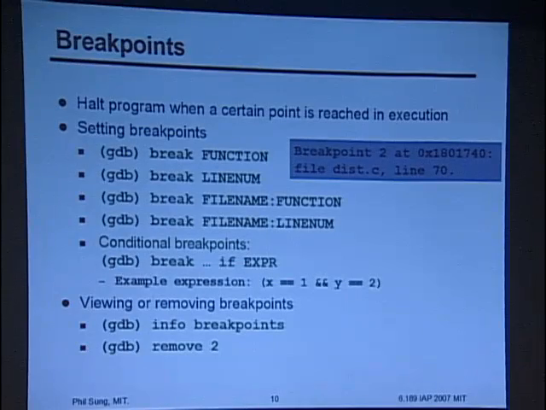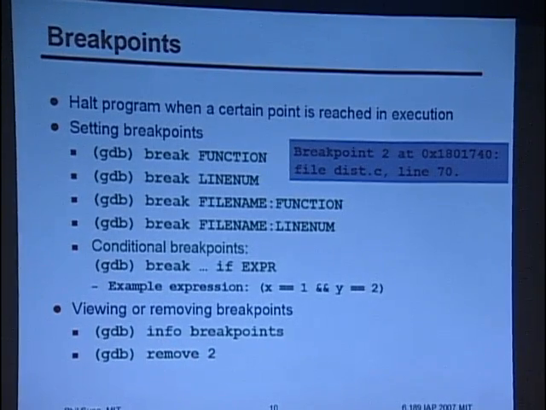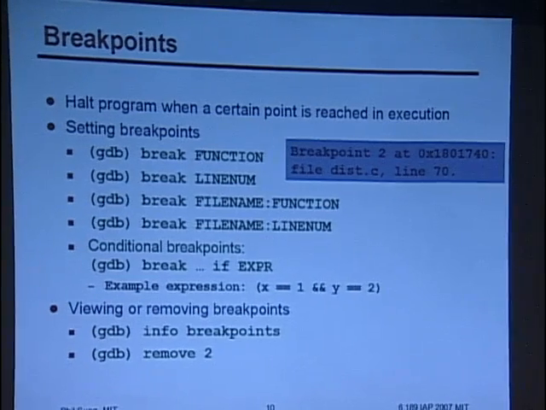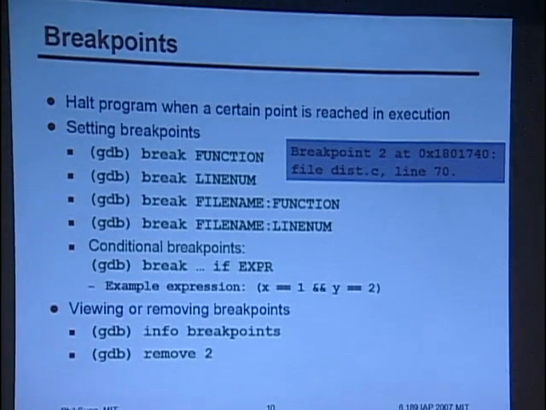At any time, you can see which breakpoints are active by doing info breakpoints at the GDB prompt. And you can also remove breakpoints at any time. When each breakpoint is created, it's given a number, and the numbers start from 1. And to remove a breakpoint, you just do remove followed by the number that was assigned.